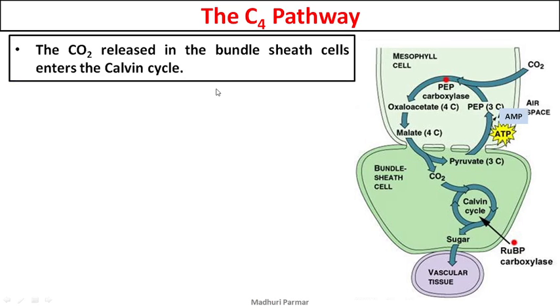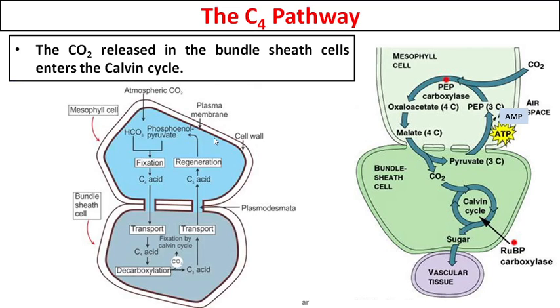The carbon dioxide released in bundle sheath cell enters the Calvin cycle, as we have already seen, and this is the diagram that was given. Here you have the mesophyll cell and here is your bundle sheath cell. The first thing that is happening, carbon dioxide plus phosphoenol pyruvate, there is fixation, which will give you C4 acid. Here oxaloacetic acid and malic acid, both of them are organic acids having 4 carbons. So you can just write it as C4 acid. It is fine. C4 acid will enter into the bundle sheath cell.